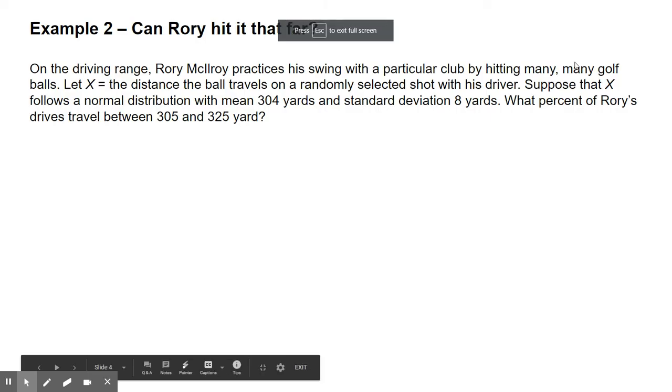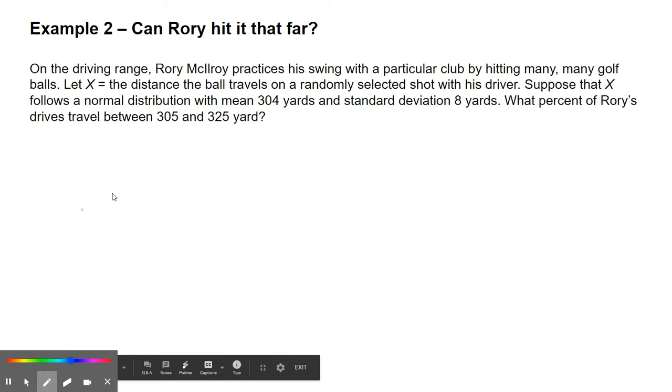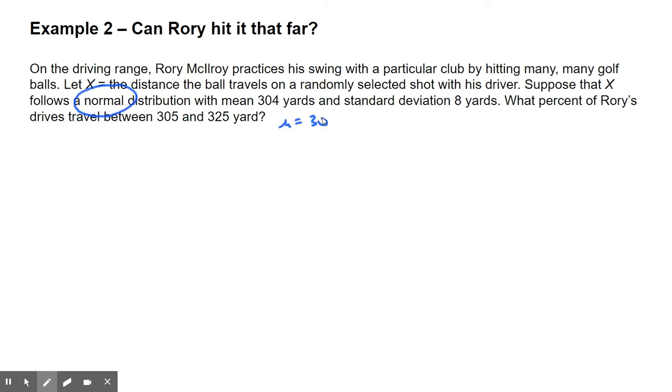All right, so next it says a same kind of problem. On the driving range, Rory McIlroy practices a swing with a particular club by hitting many, many golf balls. Let X be the distance the ball travels on a randomly selected shot with his driver. Suppose that X follows a normal distribution with mean of 304 and standard deviation of 8. So again, normal distribution, your mean is 304, your standard deviation is 8. What percent of Rory's drives travel between 305 and 325 yards? So I'm trying to find the probability that X is in between 305 and 325.